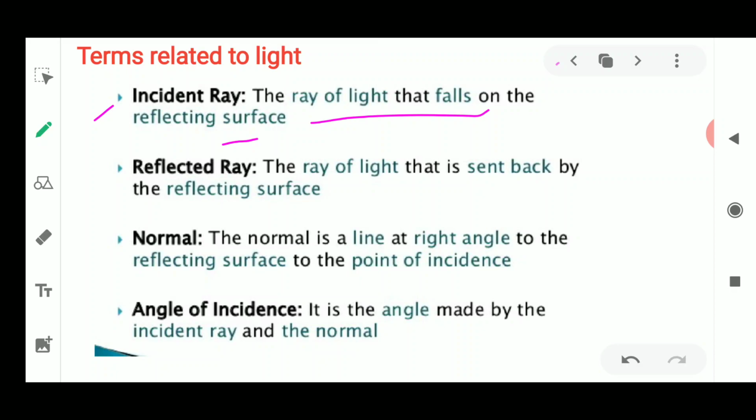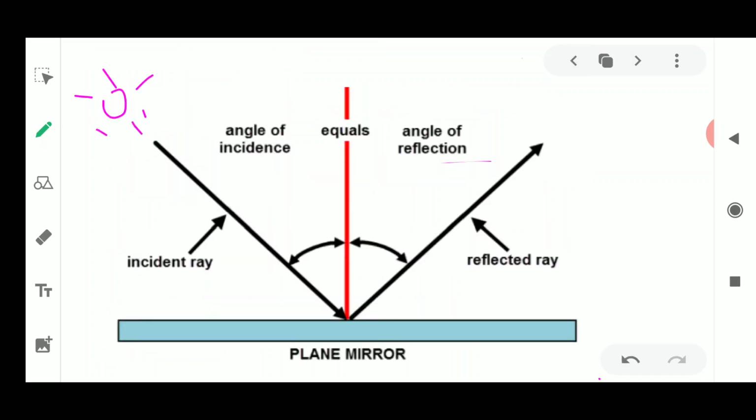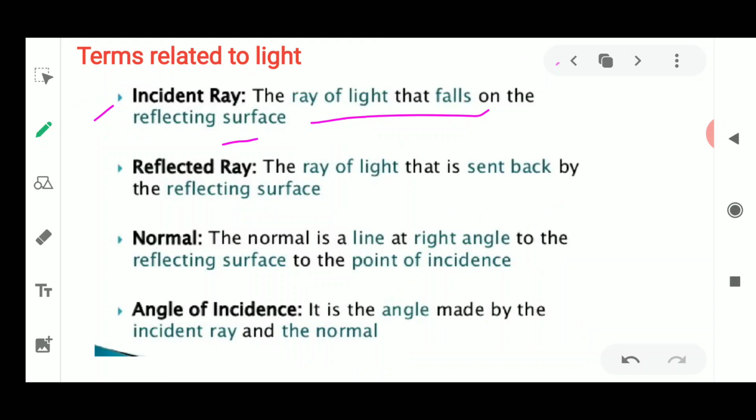Next is the reflected ray. Now what is this reflected ray? As the name tells you, it is being reflected. After striking, what happens to this ray? It is going to be diverted in its path. It is going to move away from the path from where it was falling. So the ray which comes after striking the surface is known as the reflected ray, which is reflected after striking.